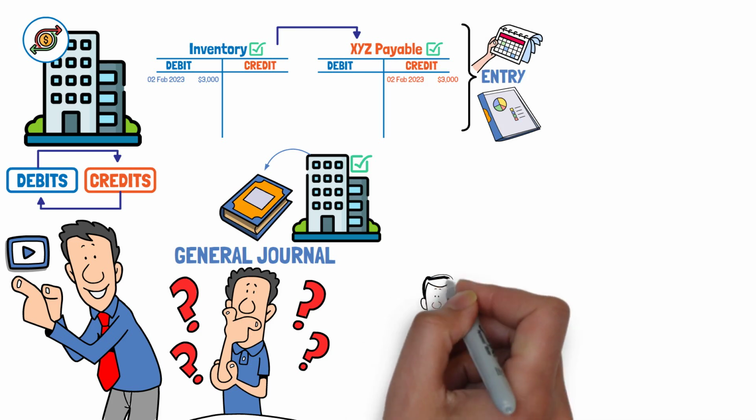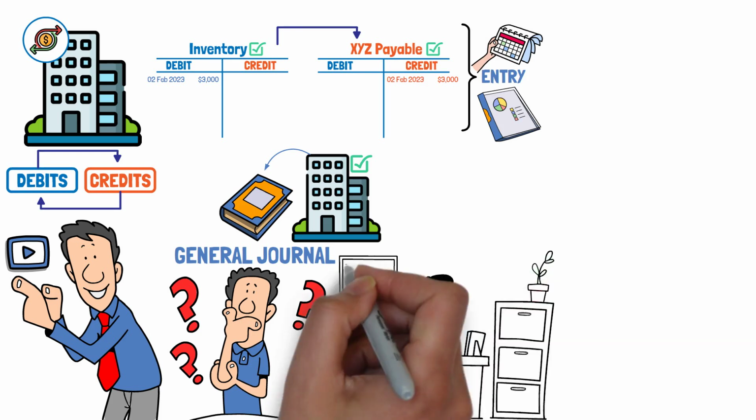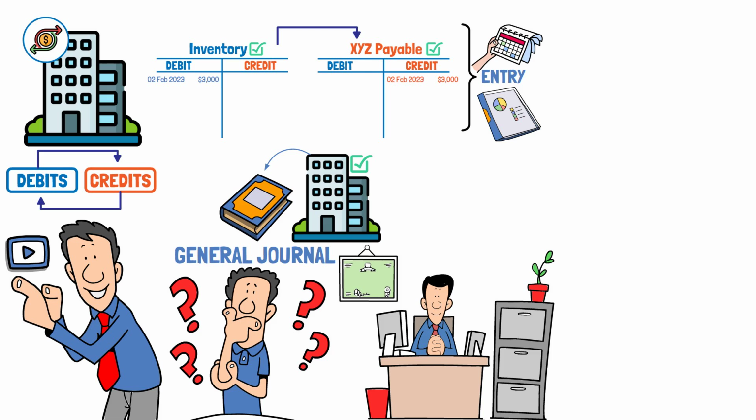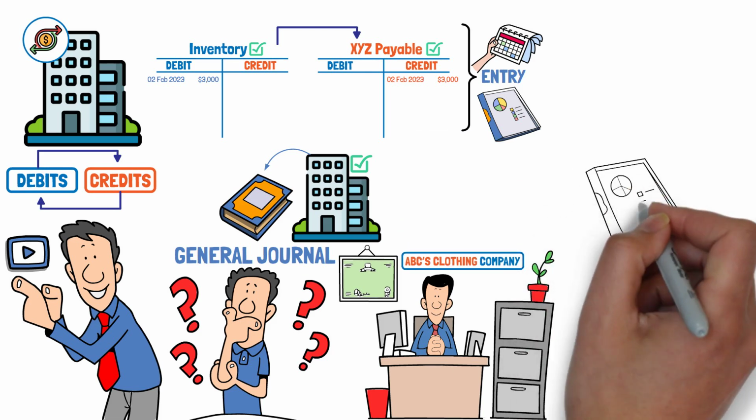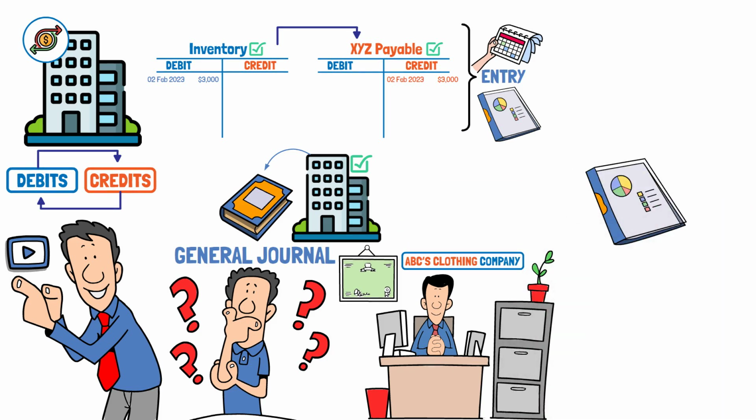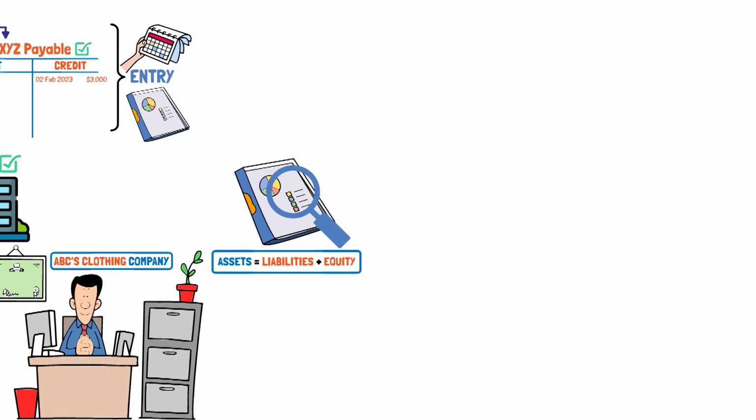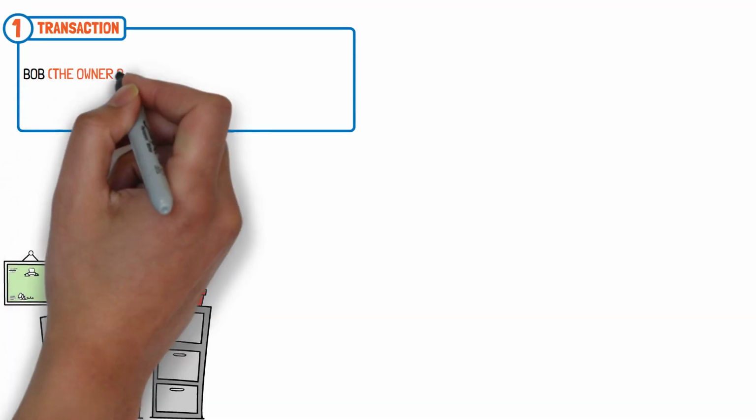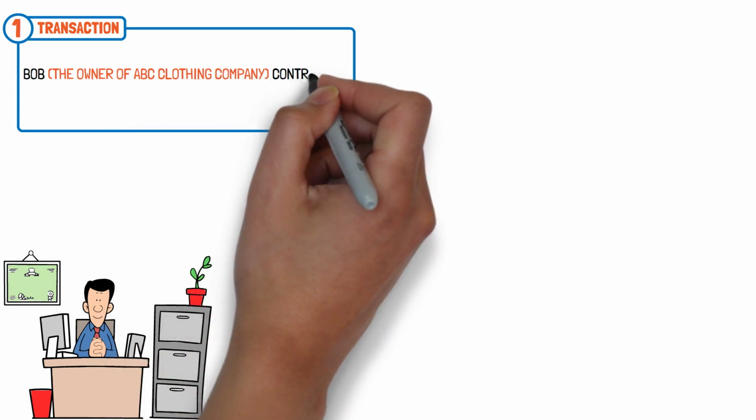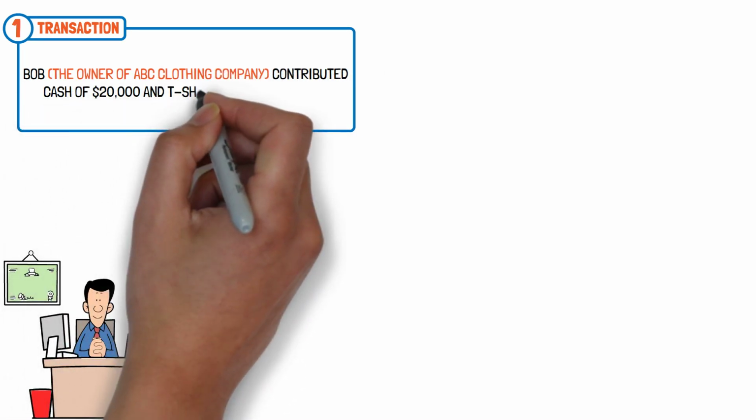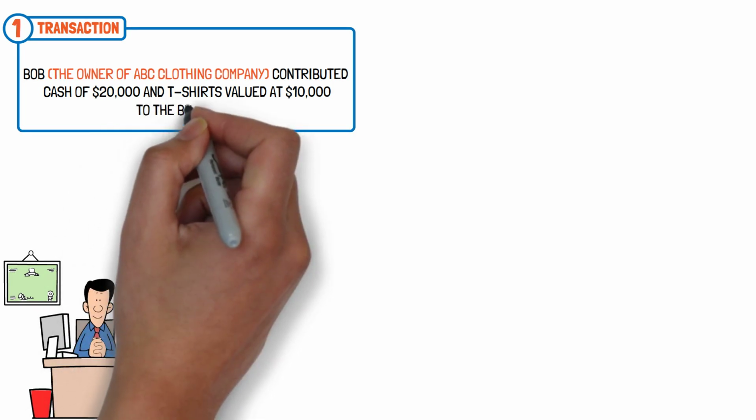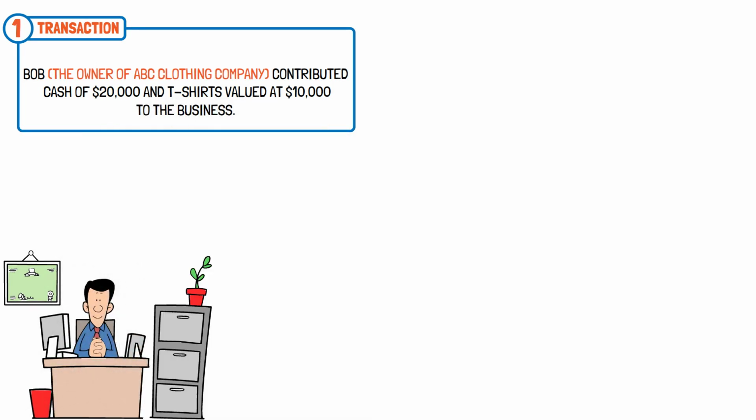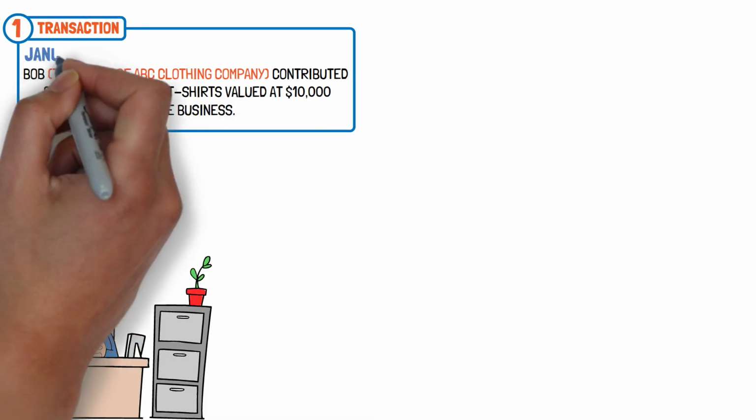Let's now move on to recording the first of 10 business transactions for ABC Clothing Company. These transactions were analyzed using the accounting equation in our previous videos and will now be recorded in the company's general journal. Transaction 1. Bob, the owner of ABC Clothing Company, contributed cash of $20,000 and t-shirts valued at $10,000 to the business. Let's assume that this transaction occurred on January 2nd.